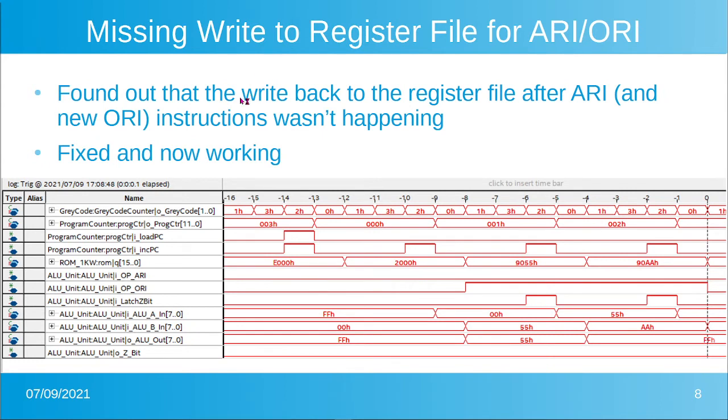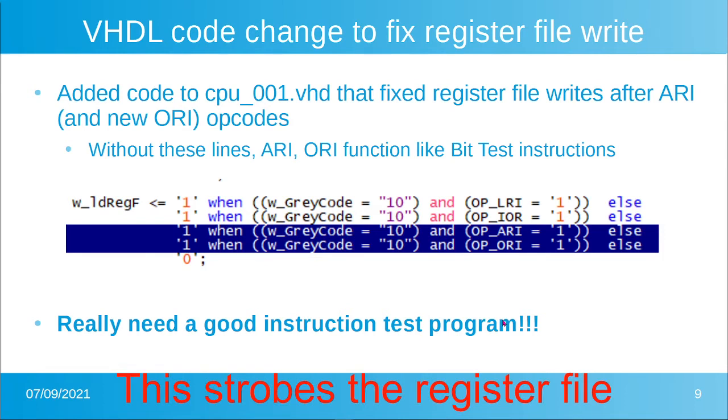When we went to do it, we found out that the write back to the register after the ARI and the new ORI instruction wasn't happening. We fixed it and it's now working. You can see the FF out here. So you can see that it took the 55 through, ORed it with the AA, and produced an FF, just like it should. The two lines that were changed to do that were the wload register file, so that gets loaded when the ARI and the ORI are set, same gray code.